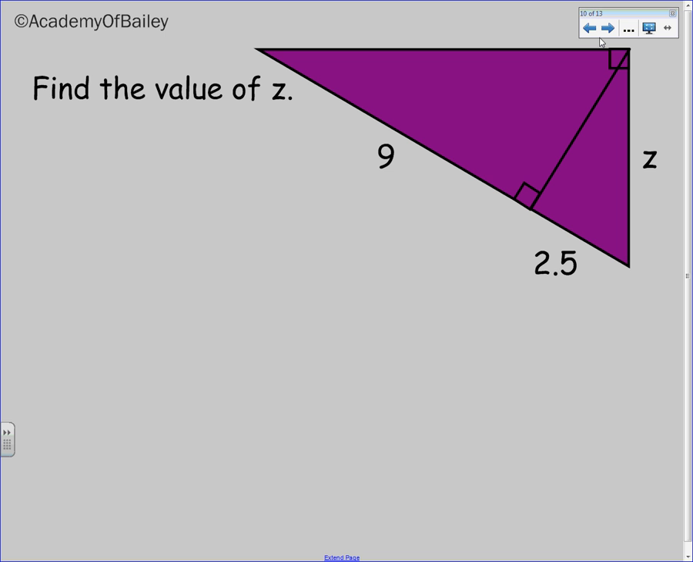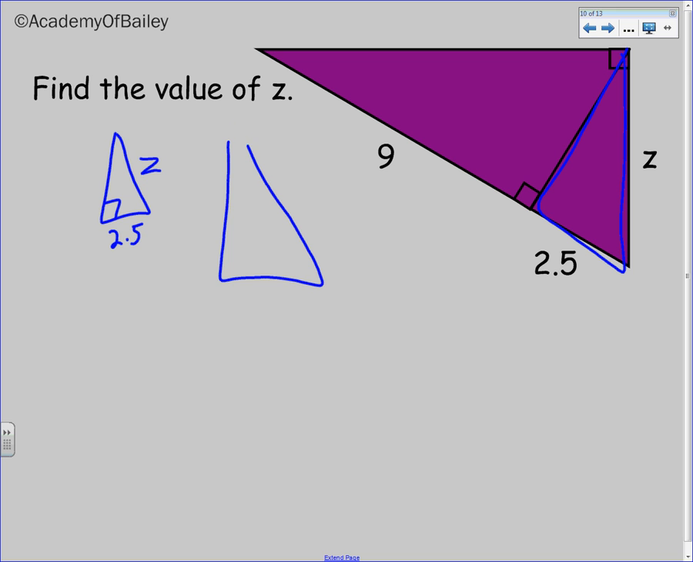All right, so let's look here. We have a small triangle, 2.5 on the bottom, and Z as the hypotenuse. Z is the hypotenuse in this one. Okay. Larger triangle here.